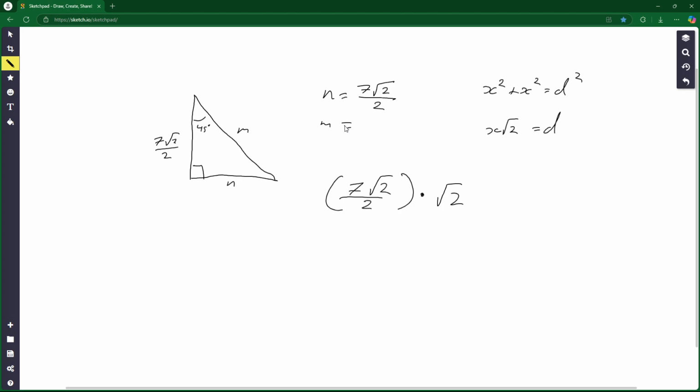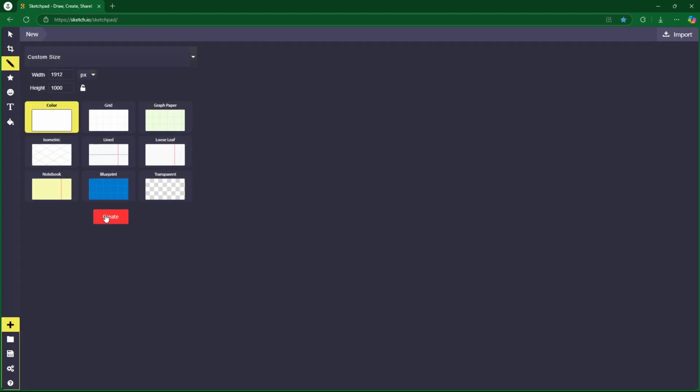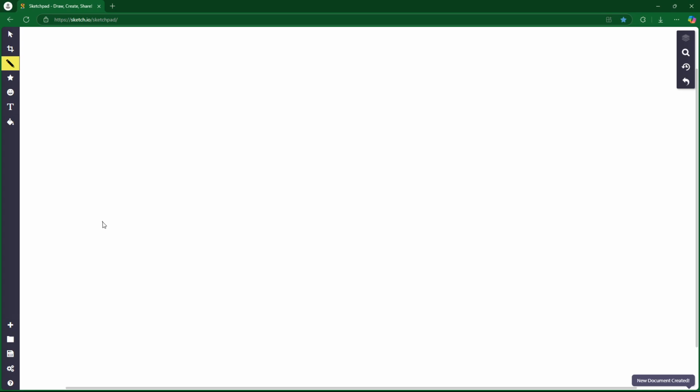7 times root 2 over 2 multiplied by root 2 is just going to equal 7. That kind of makes sense. But anyways, there are your 2 answers. Sorry, that took a little bit too long.